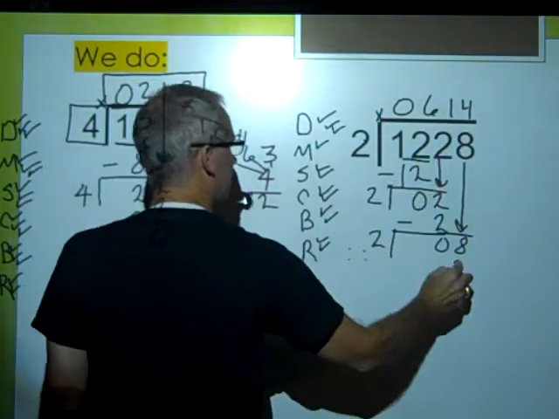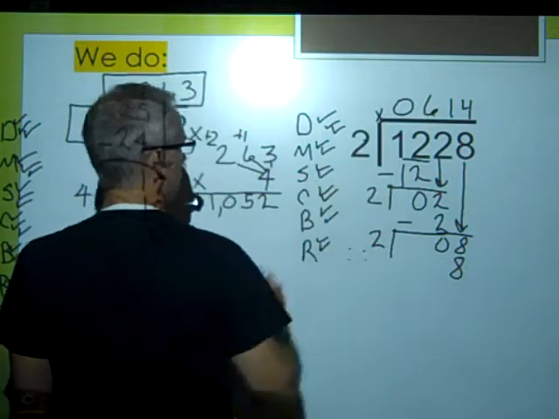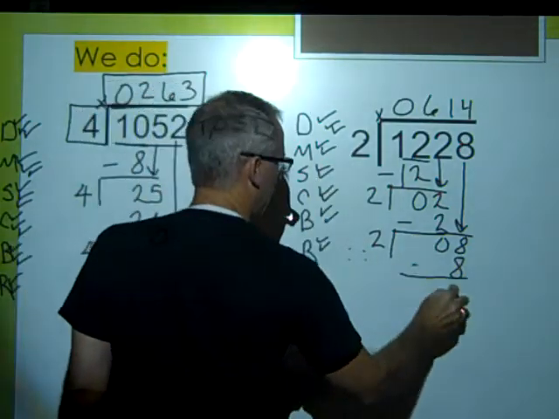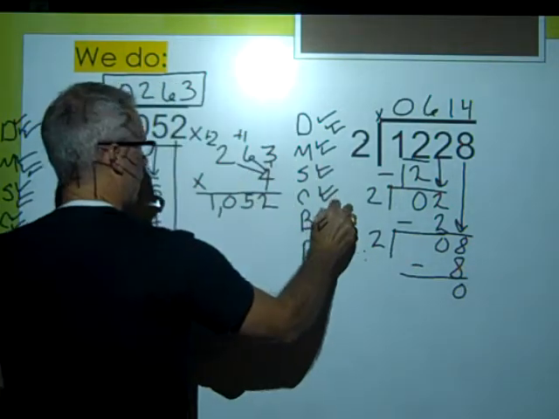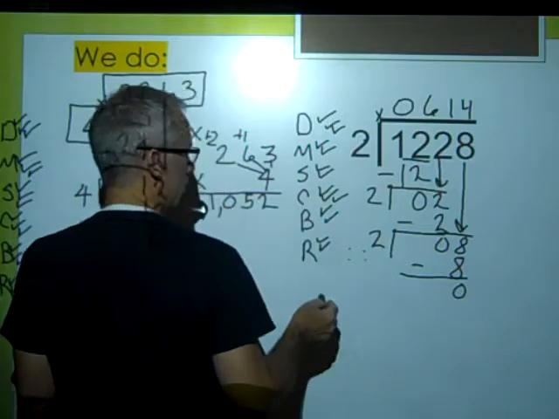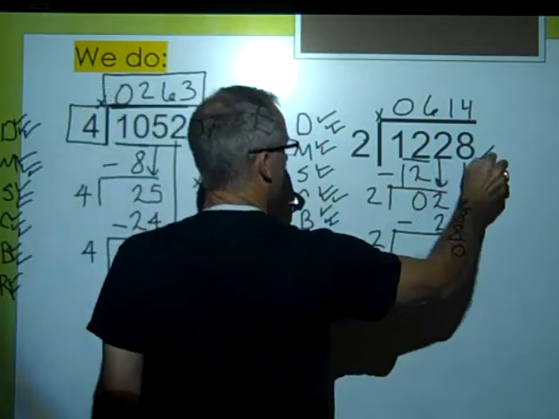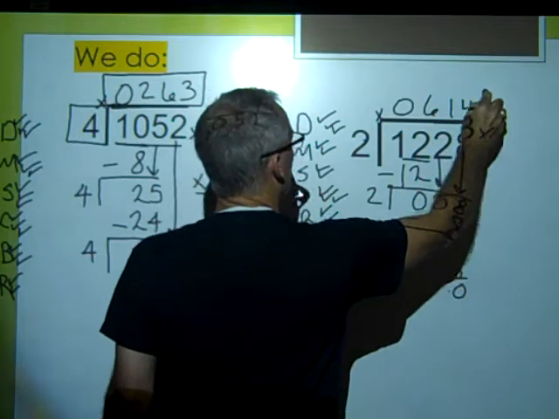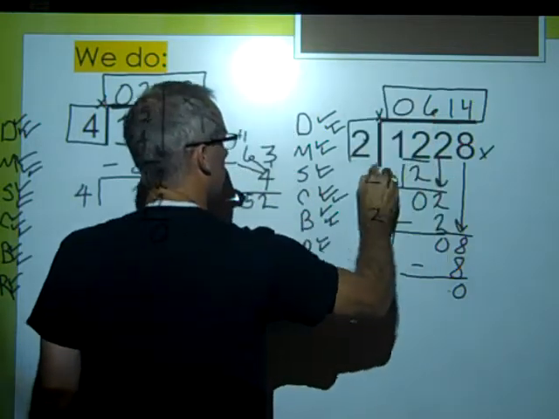Multiply, 2 times 4 gives me 8. Subtract, 8 take away 8 is 0. Check it, is 0 less than 2? Yes it is. Bring down, there's nothing else to bring down. So 614 becomes my quotient.